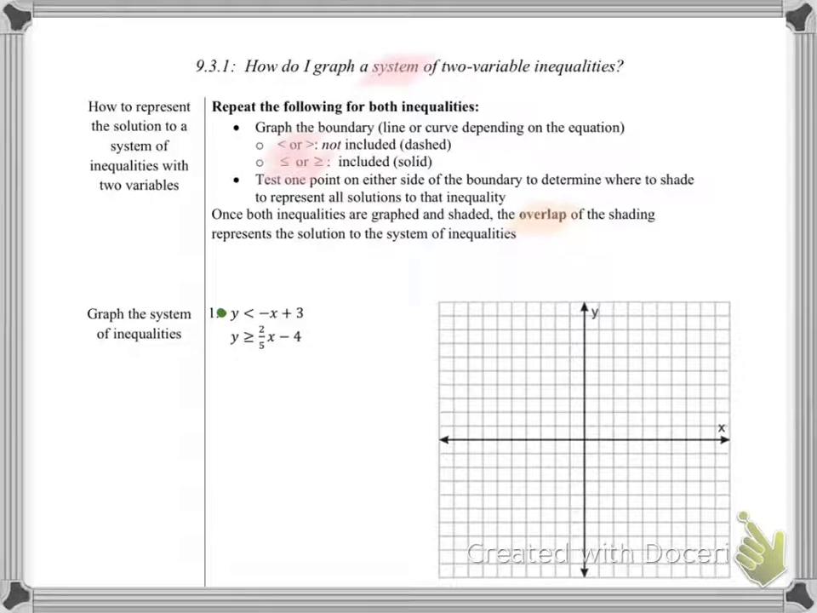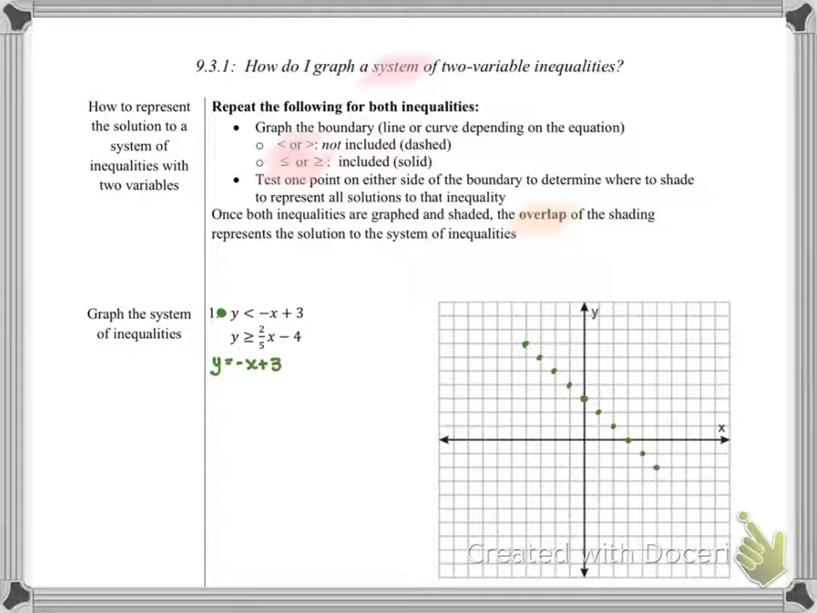So I'm going to take that first one and rewrite it with an equal sign, just like we did previously. So I'll do y is equal to negative x plus 3. Okay, I know how to graph that. So I'm going to go to my y-intercept of 3 and plot that point. And then, because I'm not totally sure where the graphs are going to overlap, I want to make sure that I cover the whole coordinate plane, or as much of it as I can. So I'm just going to do my negative slope here.